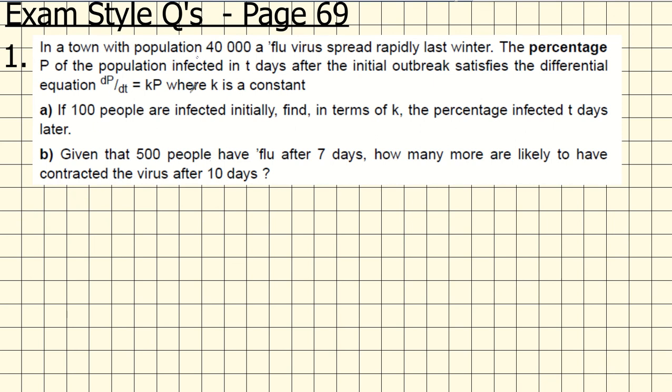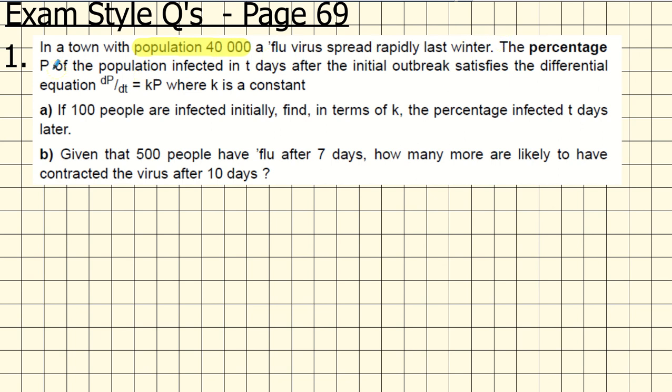This is actually very appropriate to what we're going through in the pandemic right now. It's pretty cool. So it says here, in a town with population 40,000. I'm going to get my highlighter and start highlighting all the key points. So it's a population of 40,000. A flu virus spread rapidly last winter.